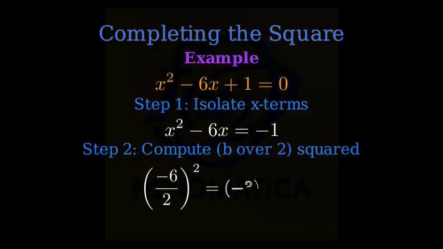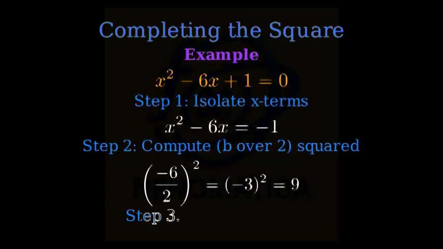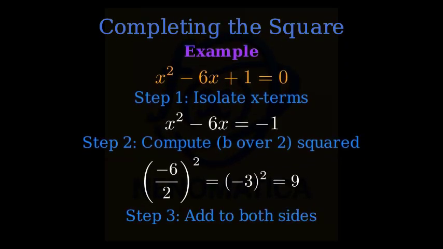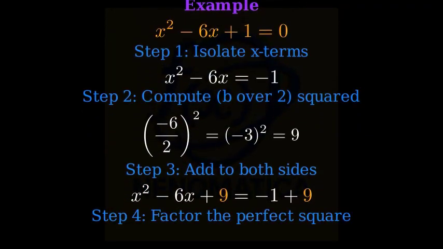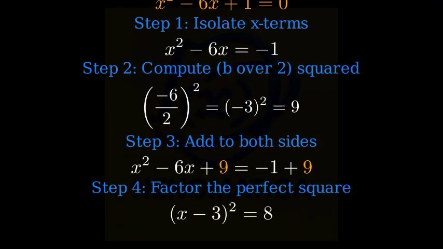Take -6 divided by 2 and square it. That is -3 squared, which equals 9. Step 3. Add that value to both sides to keep the equation balanced. Step 4. The left side is now a perfect square trinomial. Write it as the square of a binomial.